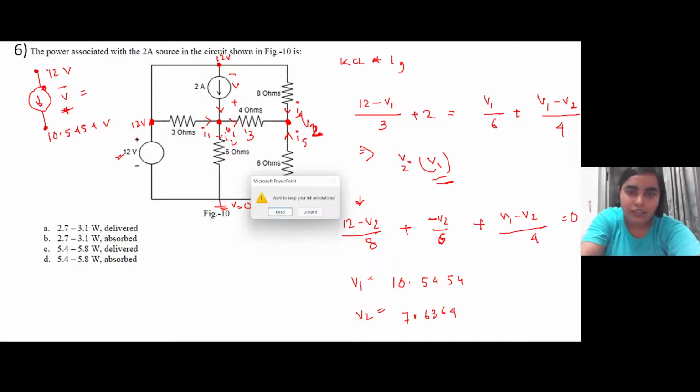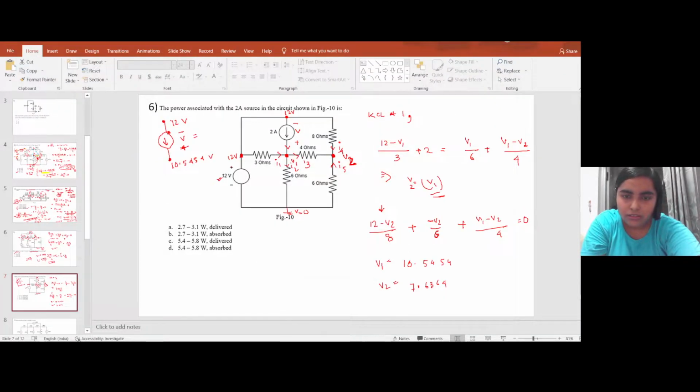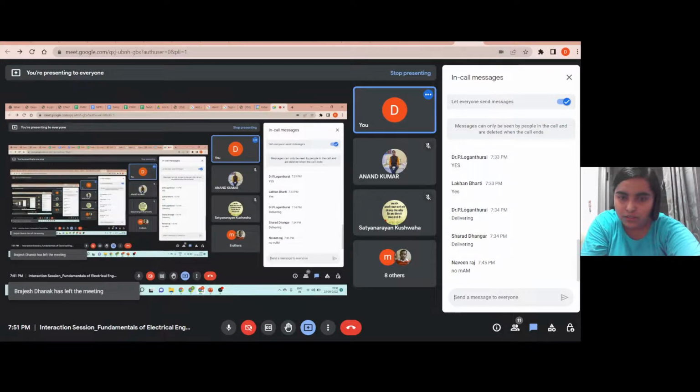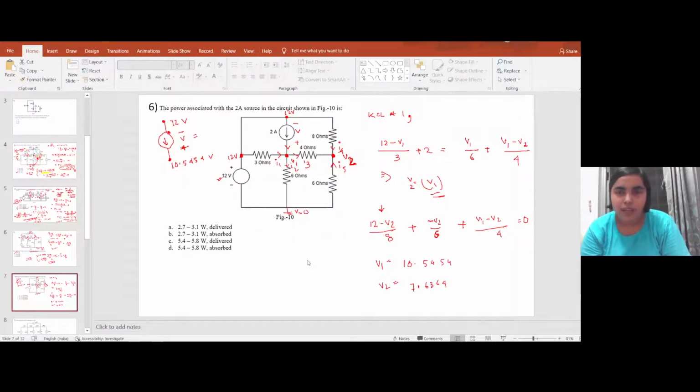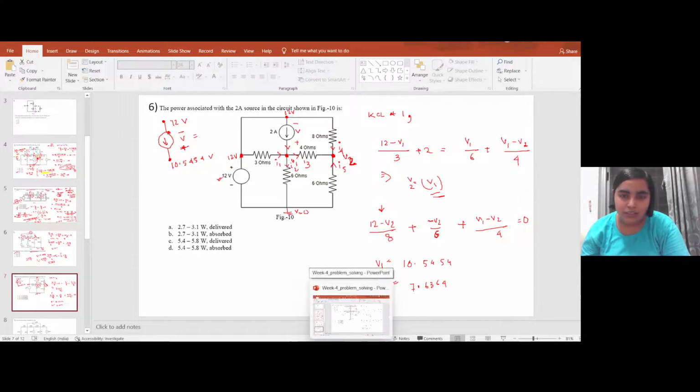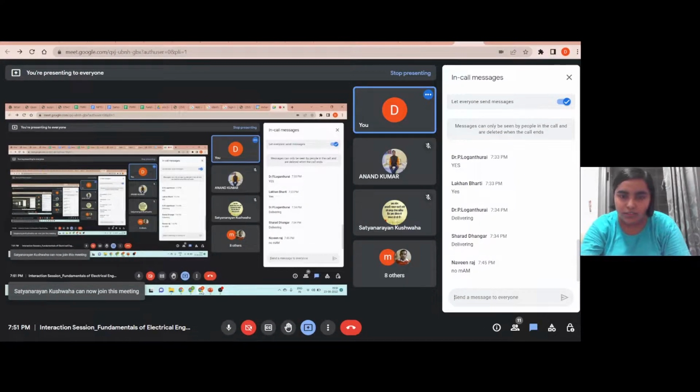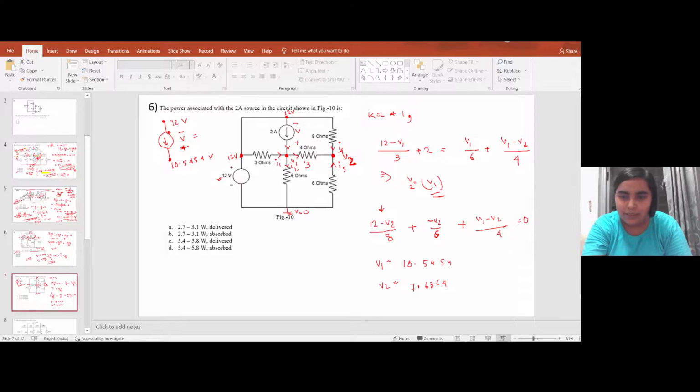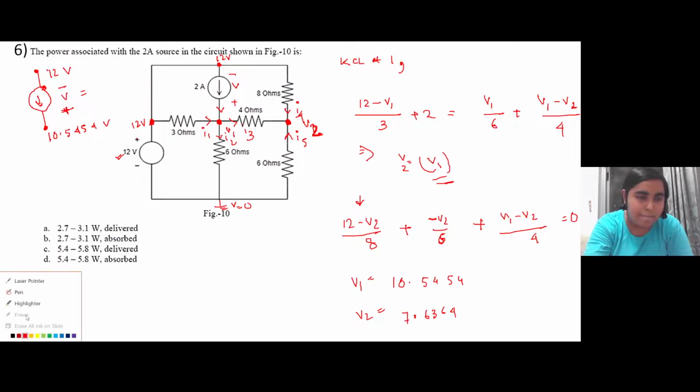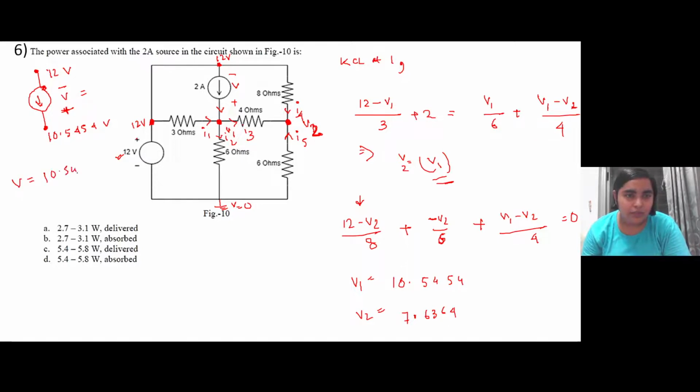Anyone would like to say? You can either unmute and speak up or write it in the chat box. Come on, quickly. You have the voltage at this node and this node, so it is just the difference, right? Are you guys sleeping or are you following? Following. Okay. So you get it, right? V will be equal to 10.5454 minus 12, right?